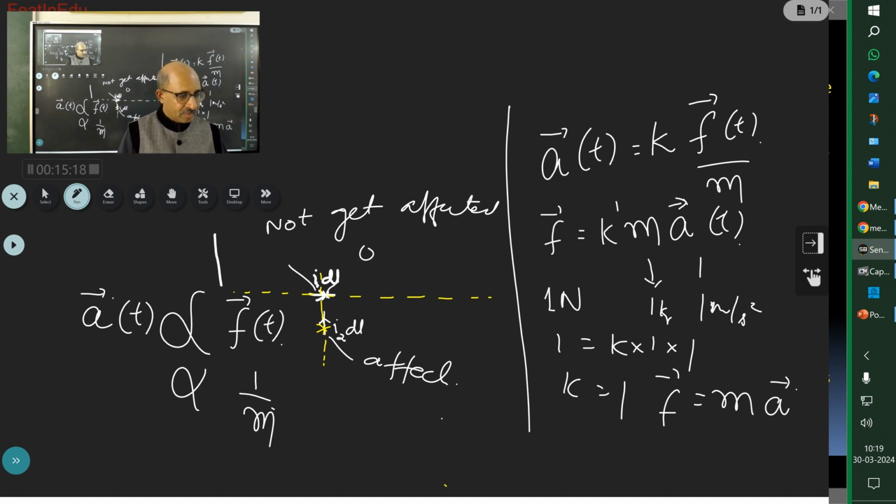The acceleration at time t is proportional to the force and inversely proportional to the inertial mass. Got it now? Combined mathematically you can write it like this. That's what you have got to explain. Understood? Then the third law I have just explained to you in the morning. So these three laws govern the motion.